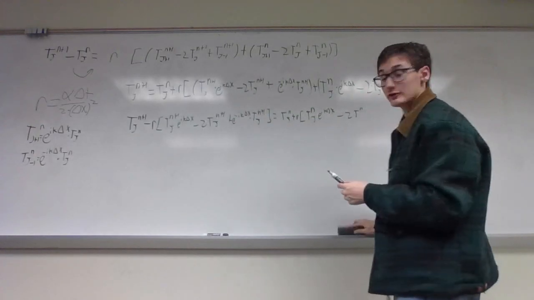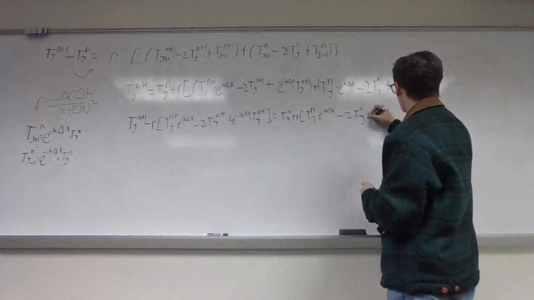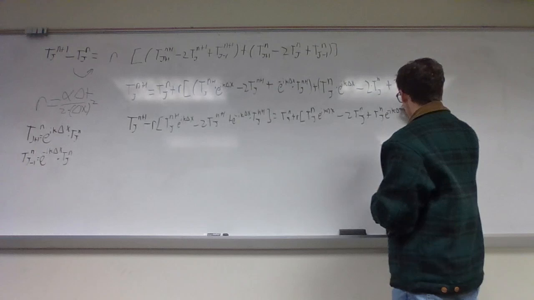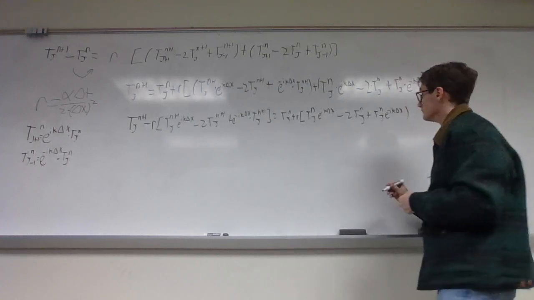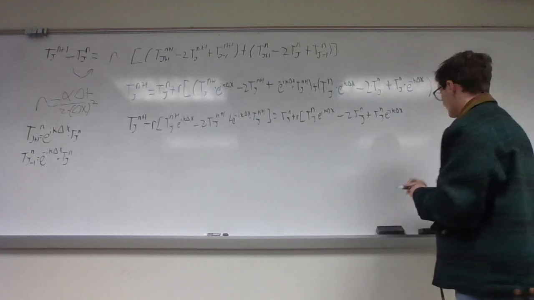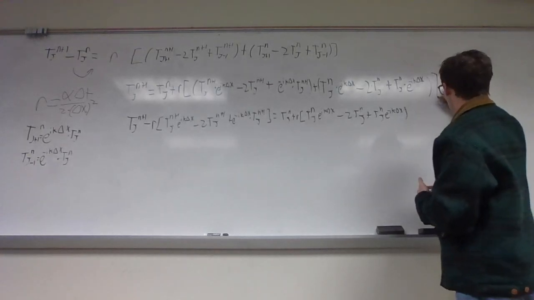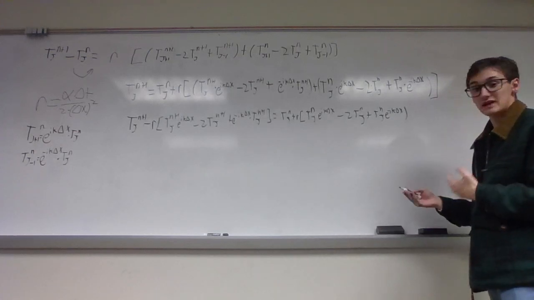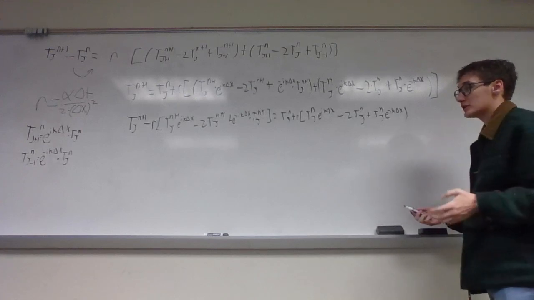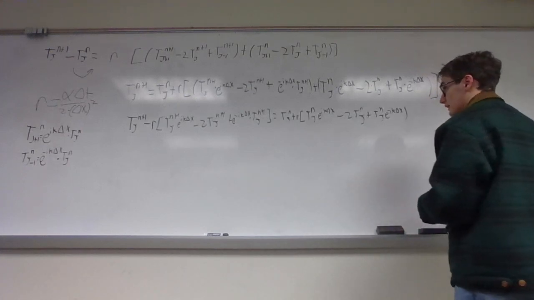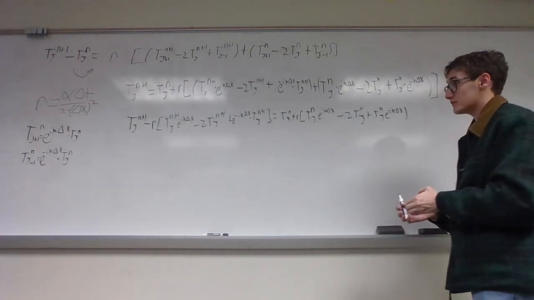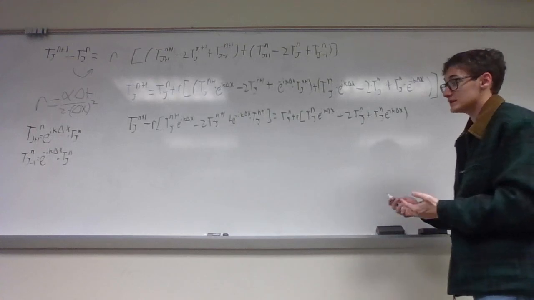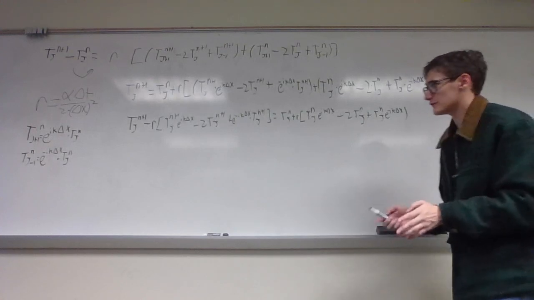Plus t n j e to the negative I k delta x. Oh, this should be a bracket. And then so should this. So the next step is we want to factor out our tjn's, like exactly what we did in the last step. But because we have our r's, we're basically going to factor something in and take it out. Let's just factor everything out first.